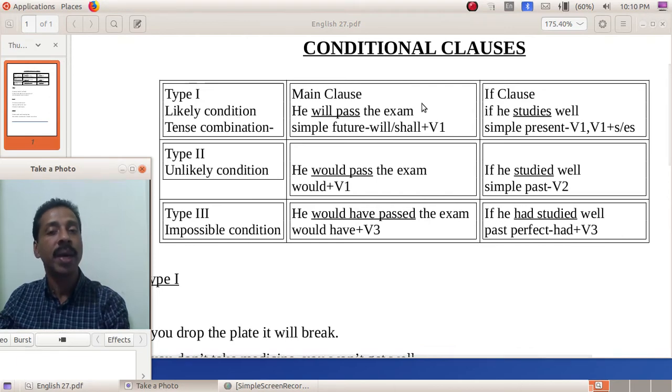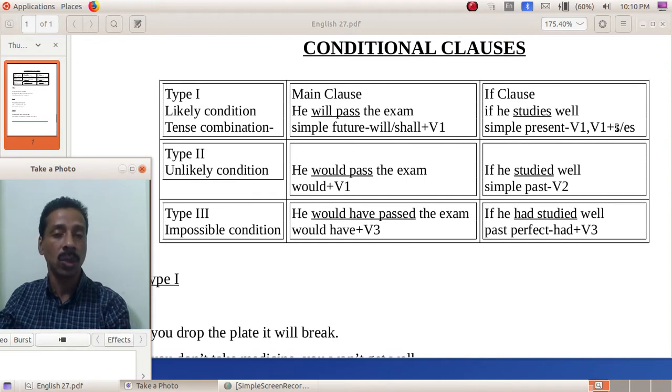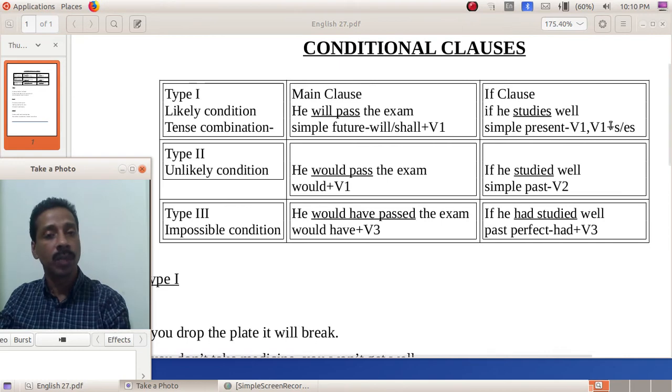You have to keep in mind the combination of the verbs used. So the if clause will be in simple present, that means it will be V1 form of the verb, or V1 plus s or es, because we know that in the case of third person singulars, he, she and it, we use the first form of the verb with s or es. For example, I go, but he goes. They study, but she studies.